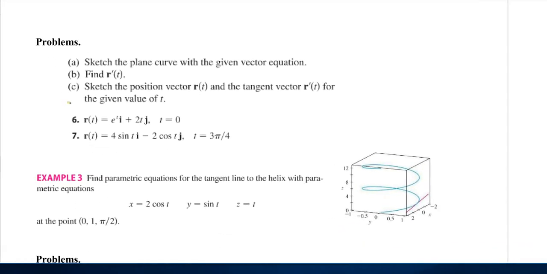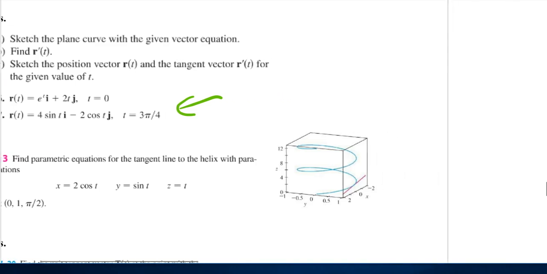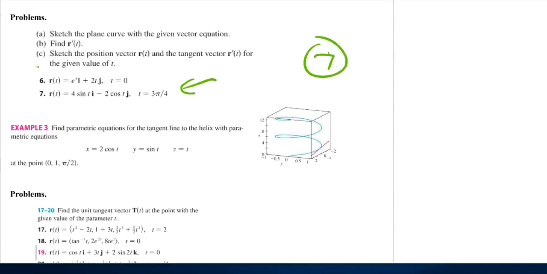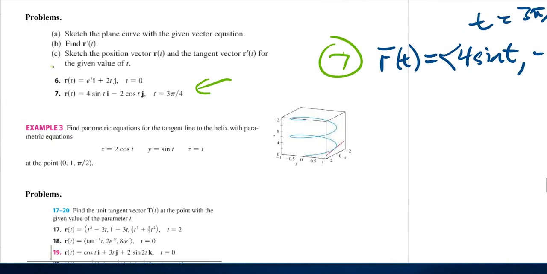Okay, so now these are good problems too. Sketch the plane curve of the given vector equation. Let's try number 7. So 7 is 4 sine minus 2 cosine, and t is 3 pi over 4. So let me pull that over. Number 7 is r of t. I hate the ijk stuff, it just gets in the way. So 4 sine t, -2 cosine t, and then t equal to 3 pi over 4 is where we're going to find the unit tangent vector.